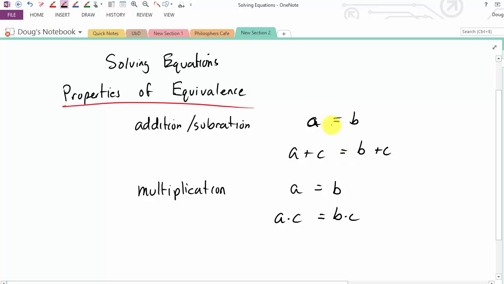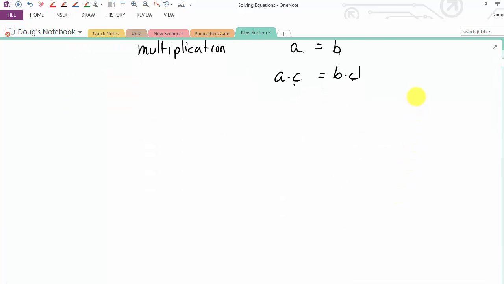So if you have some equation, if you add C to one side, you have to add C to the other side. That satisfies the properties of equivalence. Likewise, if you have an equation that's A equals B, if you multiply one side by C, you have to multiply the other side by C. So it sounds pretty straightforward, but it can get confusing. Let's do an example here.